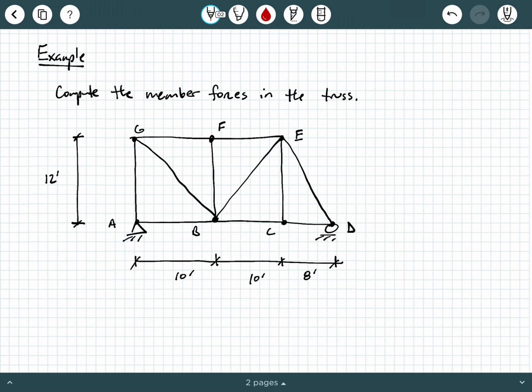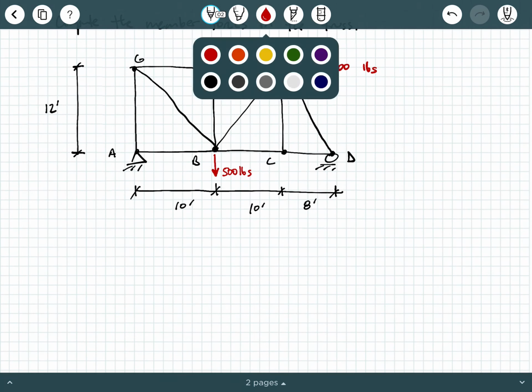Okay, and let's go ahead and put our applied loads here. We're going to have a vertical load at B of 500 pounds, and then we're going to have a horizontal load at E of 700 pounds. Okay, so this is our truss. We have all the dimension lines we need, and we're ready to get going on this.